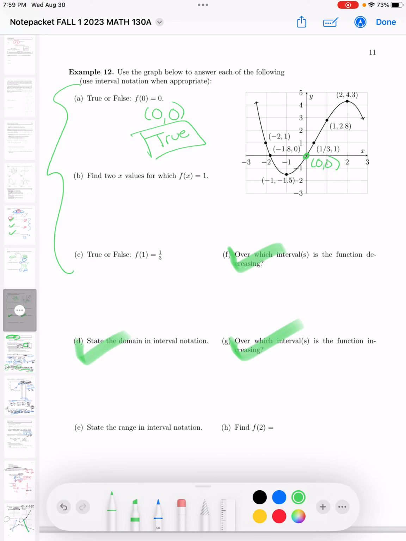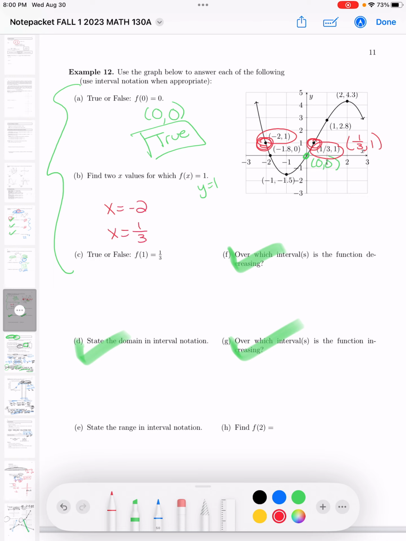For B, we want to find the values when y was 1, and it told me there are two values. So when y is 1, let me change colors here, that's this point and that point. So we've got those ordered pairs there. I know it's kind of weird. This is (1/3, 1). That's (1/3, 1). So that's going to be when x is -2 and x is 1/3.